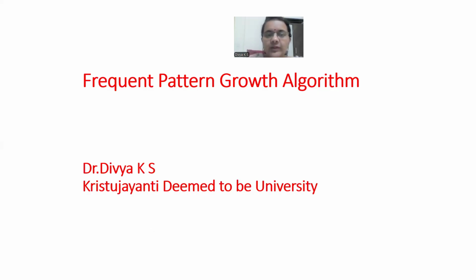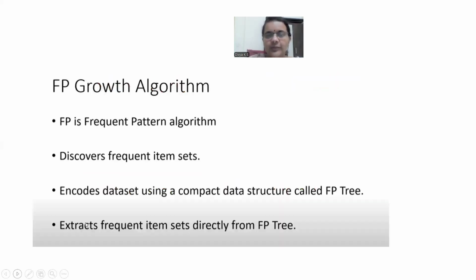Welcome back. Today we will see one of the very important data mining algorithms, that is the frequent pattern growth algorithm. In short, we will call it the FP growth algorithm. This algorithm is used to discover frequent item sets. That means it will encode the data set using a compact data structure called an FP tree. It will then extract the frequent item sets by using the FP tree.